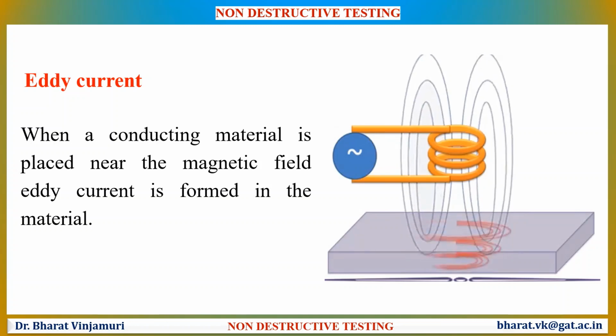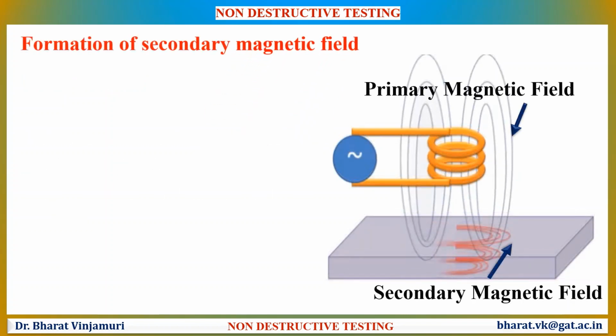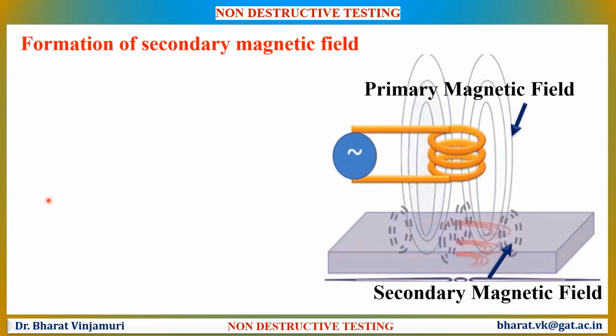Then how is an eddy current produced? When a conducting material is placed near the primary magnetic field, eddy current is formed in the conducting material. This is the basic principle of eddy current. Now let us understand how eddy currents are used to test or detect cracks.